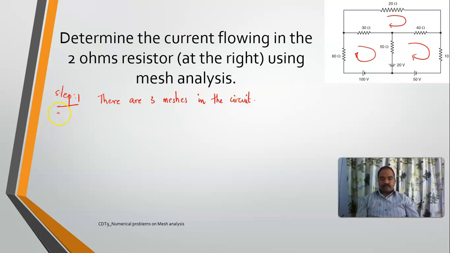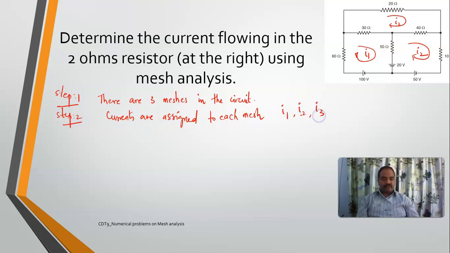Right. Step number 2, currents are to be assigned. Currents are assigned to each mesh. So I'll take the currents as I1, I2 and I3. What are the currents which have been assigned? I1, I2 and I3 to each of these meshes. Now step number 3 is about determining the branch currents.